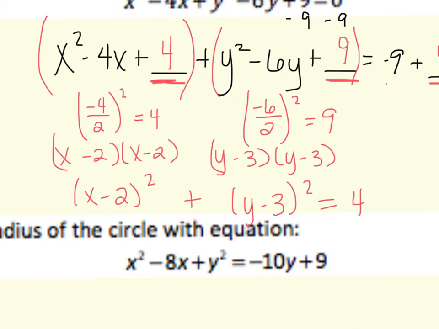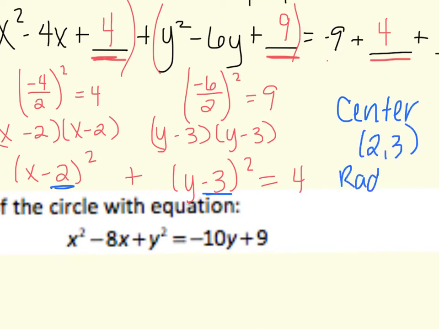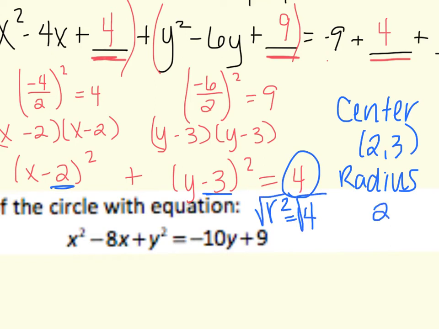Now that we have the equation of the circle in standard form, it's very nice for us to work with. We look at the center of the circle, which are these two coordinates here. So our center is at 2, 3. And remember, this is your radius squared. If your radius squared equals 4, your radius is the square root of that. It's only going to be the positive number, because negative numbers don't make sense here. So your center for this one is at 2, 3, and your radius is 2.